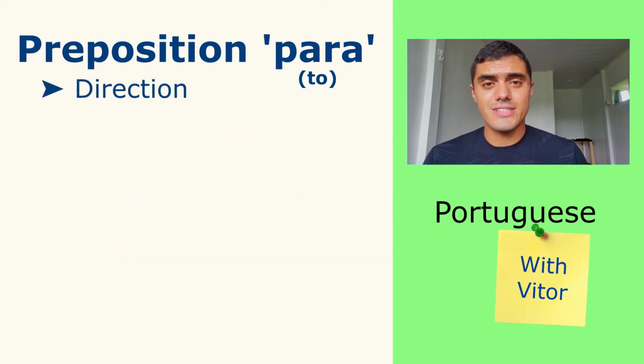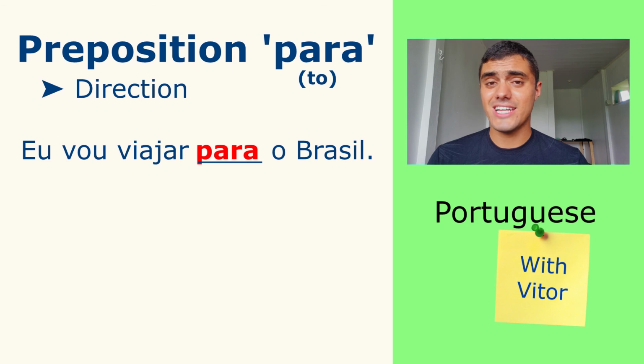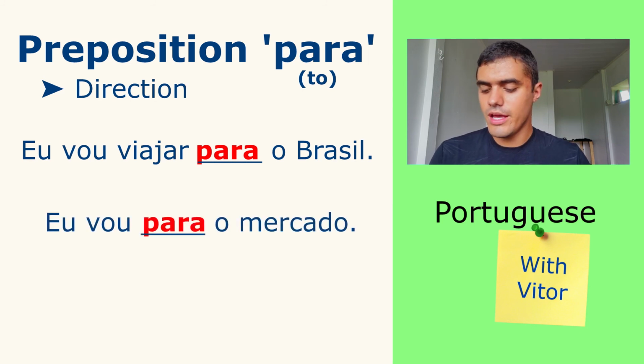When we talk about direction, it's going to have the same meaning as the preposition a. So, eu vou viajar para o Brasil. I will travel to Brazil. Eu vou para o mercado. I'm going to the market.